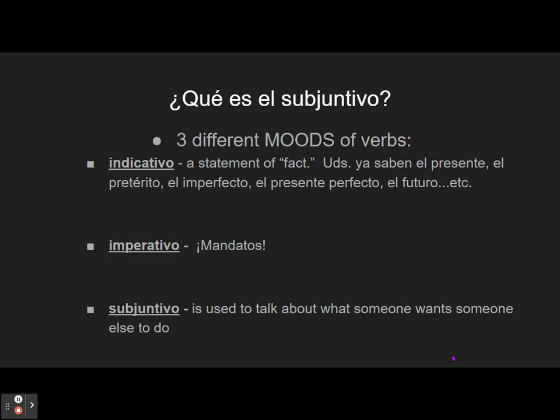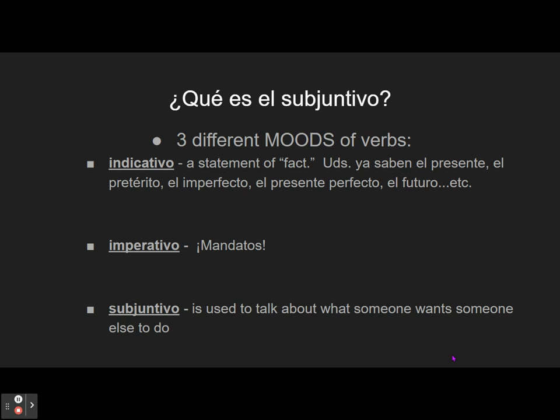So first off, we have the indicativo, or the indicative. And we use this to discuss something that is, from the point of view of the speaker or the writer, a statement of fact. So some tenses you already know: the present, the preterite, imperfect, present perfect, not the future. Sorry, that shouldn't be in there. You'll be learning that soon.